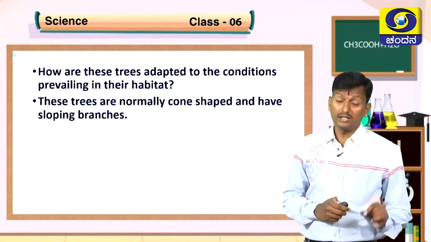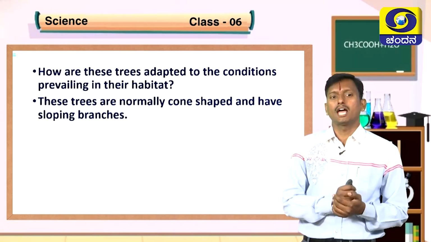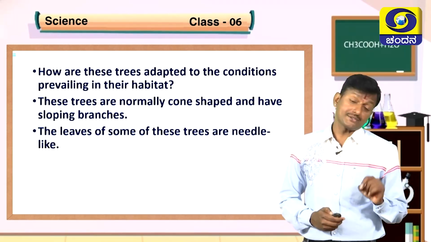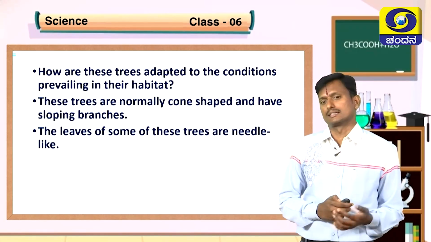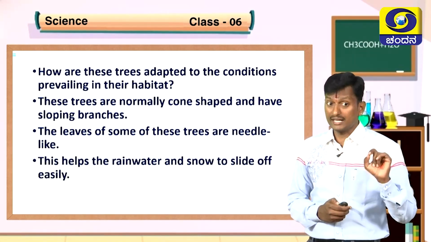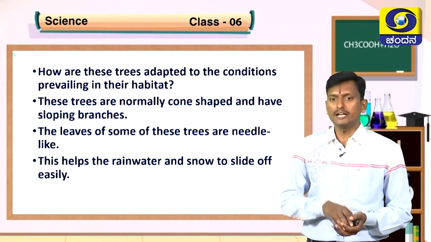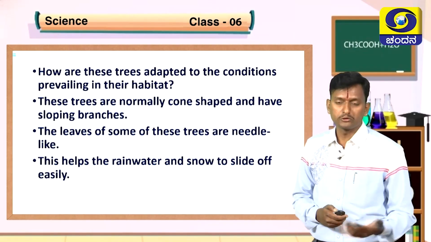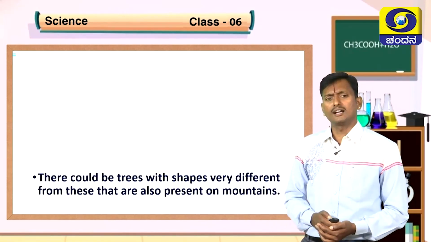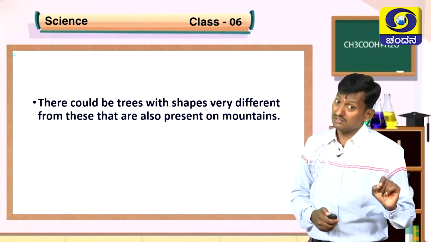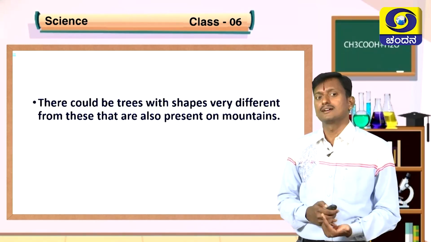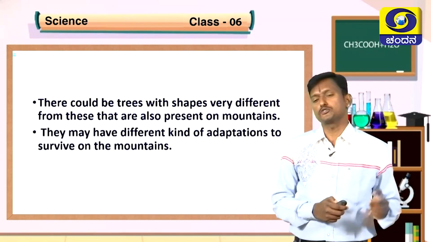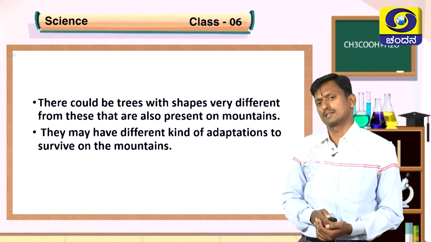These trees are normally cone shaped and have sloping branches. The leaves of some of these trees are needle like. This helps the rainwater and snow to slide off easily. See the plants, how they adapted to these mountain regions. And also there could be trees with shapes very different from these that are also present in mountains. They may have different kinds of adaptations to survive on the mountains.